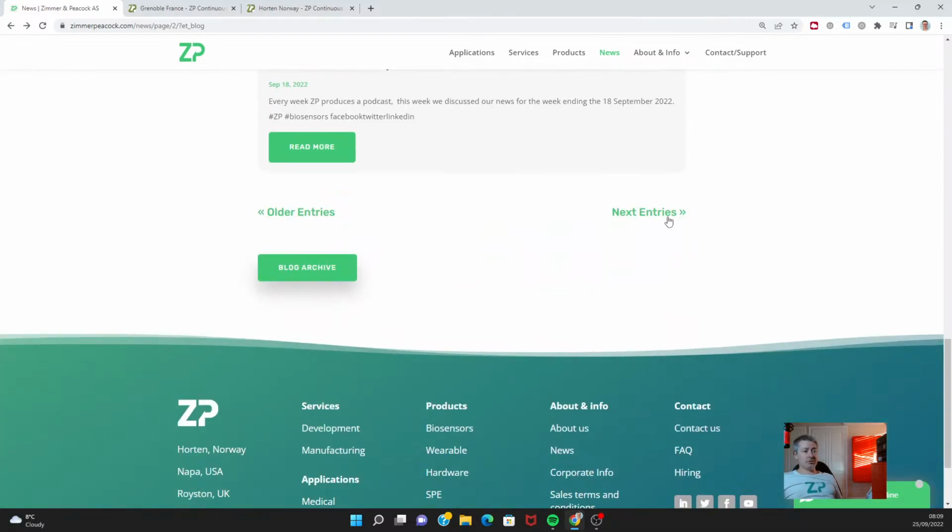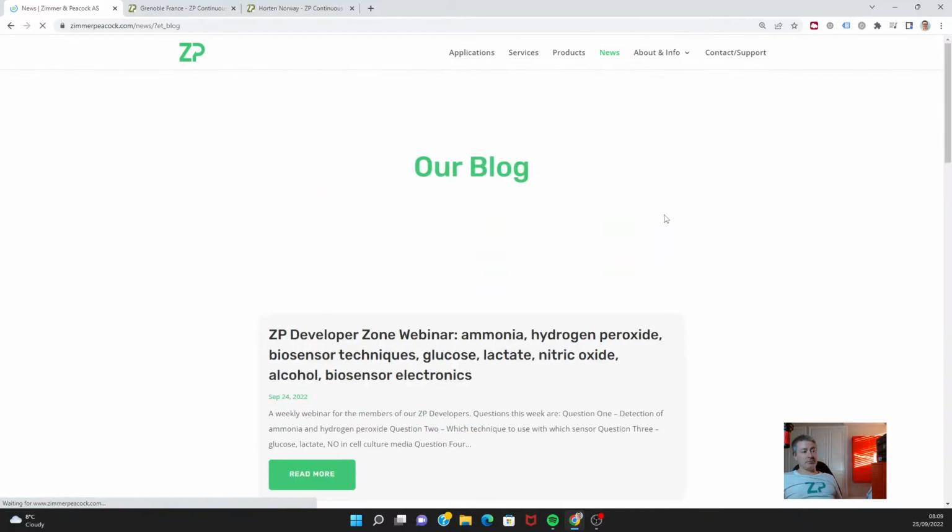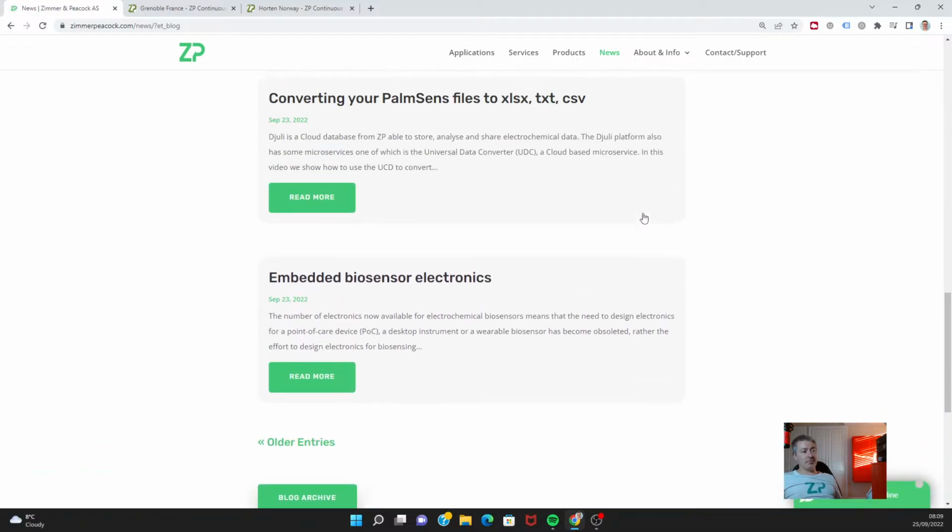So I'm just going to transition to the final notes. I think this is quite significant. At Zimmer Peacock, I keep using this term, sensor to API. So we make sensors. A good example of sensors is our lactose sensor.